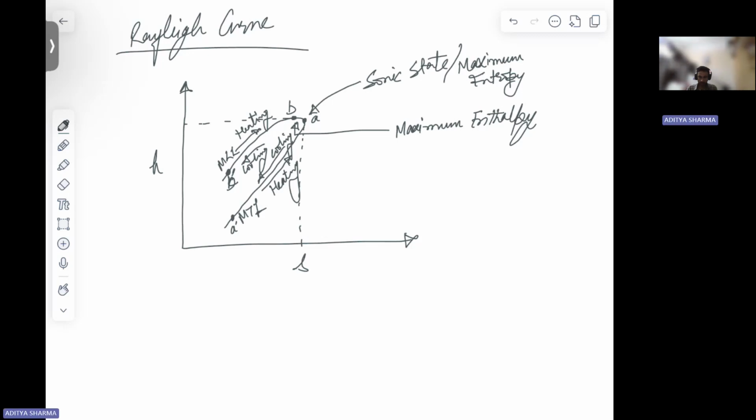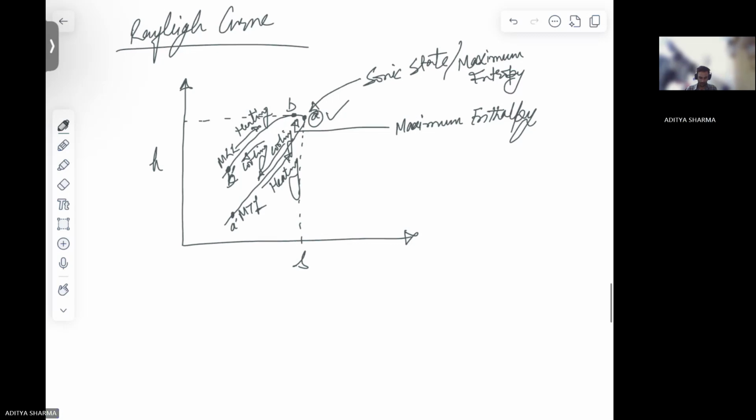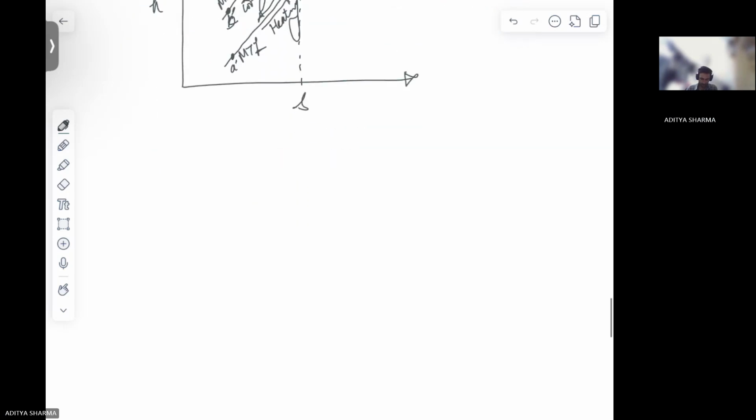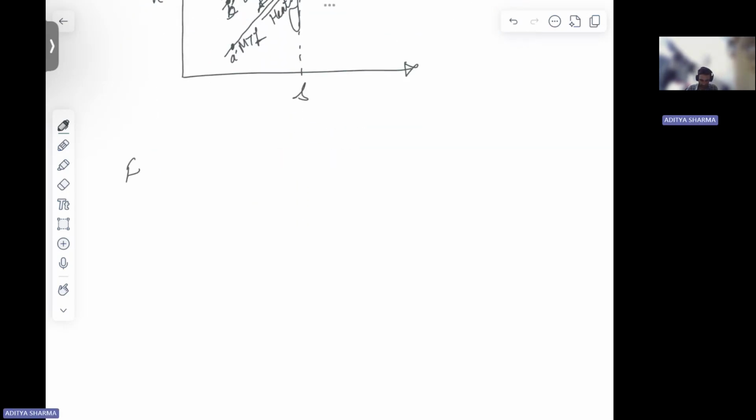Now about your sonic state, let's say your flow is at sonic state from subsonic flow because of heat addition. Now at this sonic state, at this point A, if you further add heat, then this is going to give you normal shock, right? Then we'll see the Fano curve.